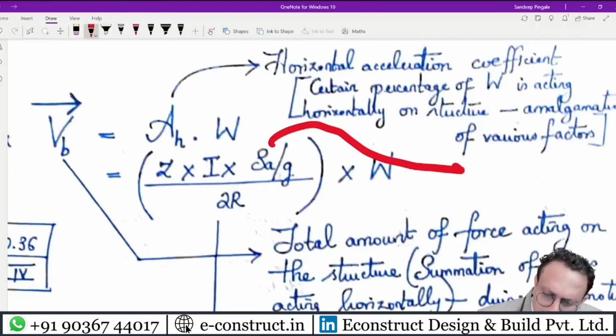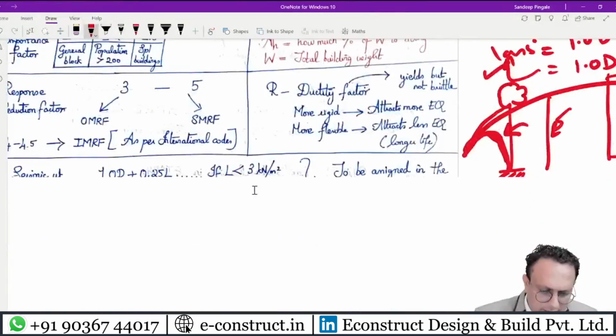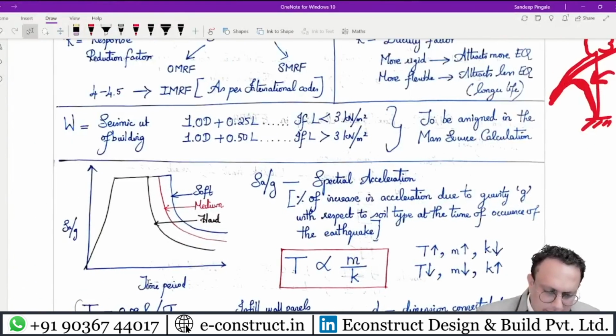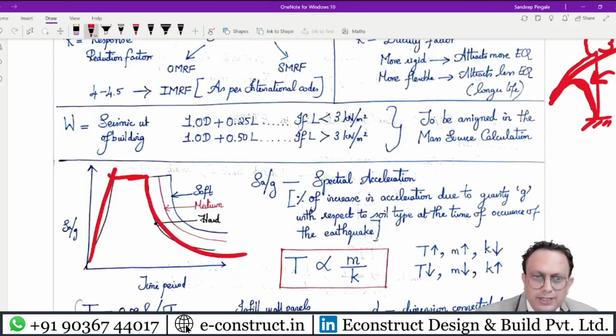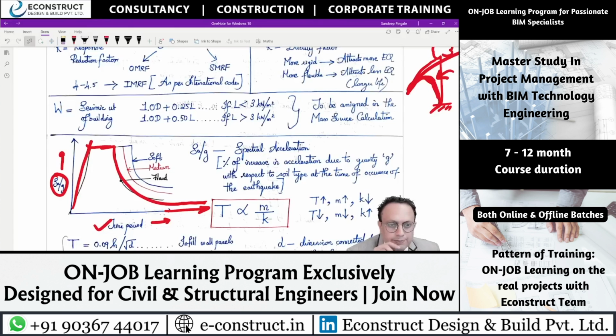It's a spectral acceleration. I'll just show you the graph in a minute. This is the graph. It goes straight like this, and then it jumps down like this. This is basically the Earth, and this goes to infinity, straight. This axis is the time period, and this axis is the SA by G, spectral acceleration with respect to the gravity. And this is for the static analysis.